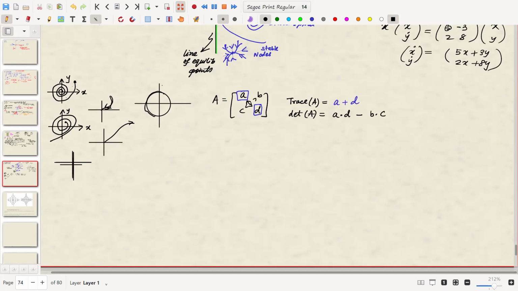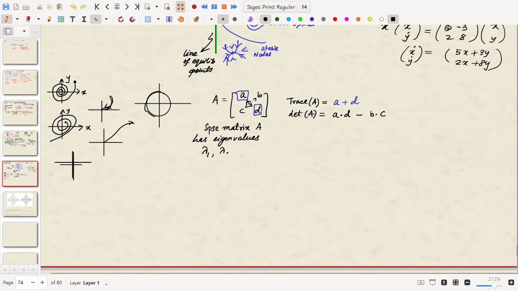But trace and determinant also have a different expression in terms of eigenvalues. Suppose matrix A has eigenvalues. How many eigenvalues will it have? 2, because a 2D matrix will have 2 eigenvalues. Say it has 2 eigenvalues, lambda 1 and lambda 2.